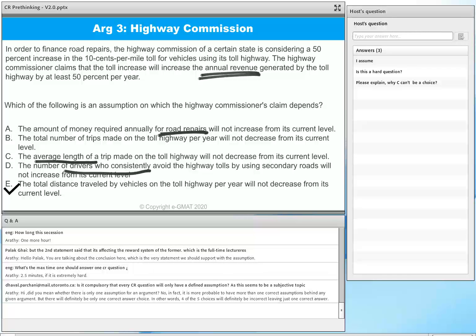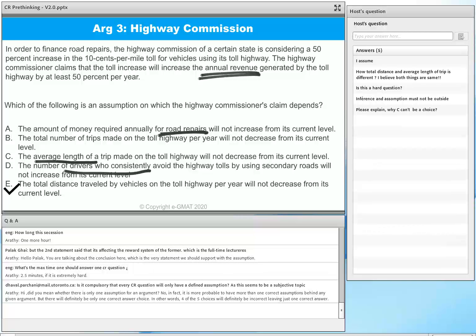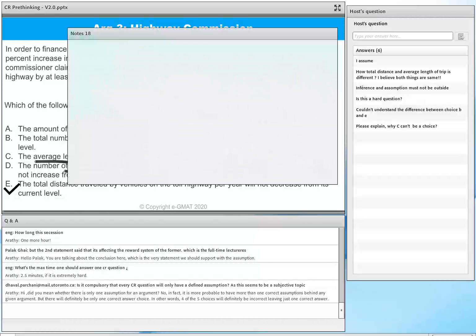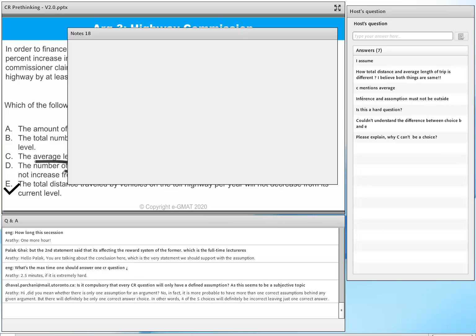Okay. Why can't C be a choice? So C cannot be because it doesn't satisfy the must be true criteria. Let me give you a parallel example, and let me get my keyboard and a notes pane over here. Just bear with me for 1 second. Okay. Couldn't understand the difference between choice B and E. Okay, let's do that over here. And once you understand B, you're going to understand everything.